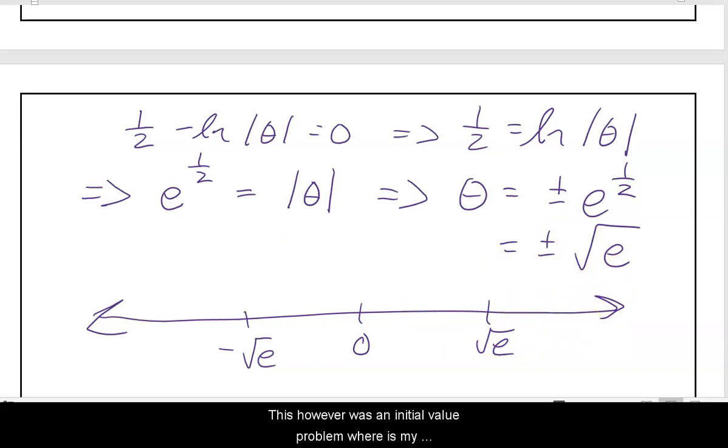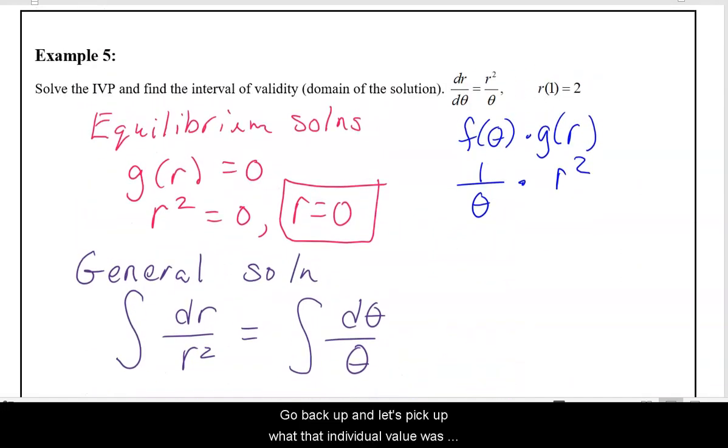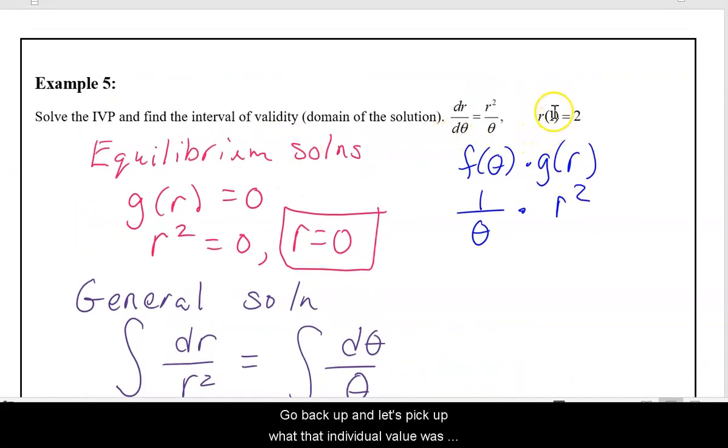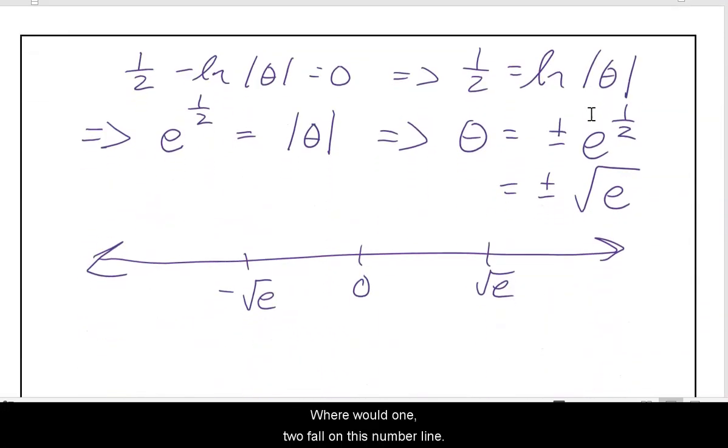This, however, was an initial value problem. Where is my point? Where's my initial value? Scroll back up and let's pick up what that initial value was. That's 1, 2. We need to pick the interval in which that point lies. That is the particular solution and its interval of validity, or where it is the solution. Where would 1, 2 fall on this number line?